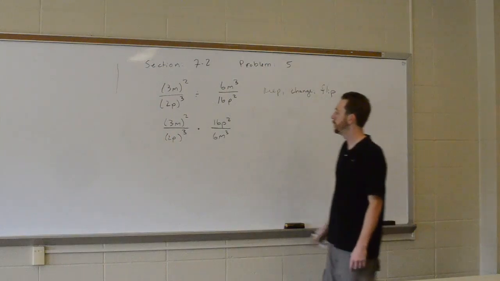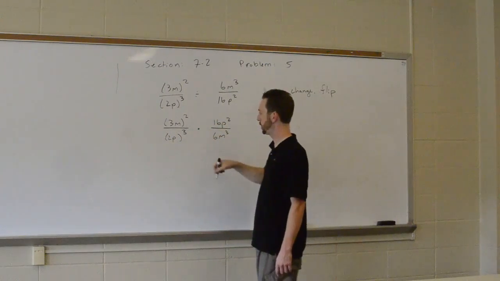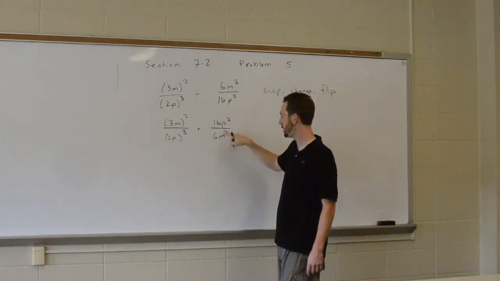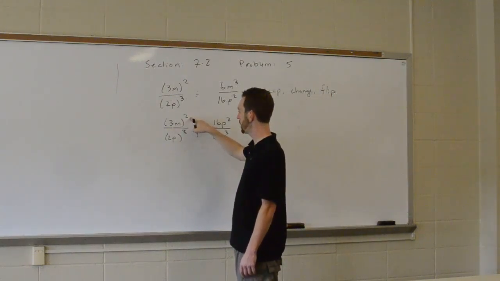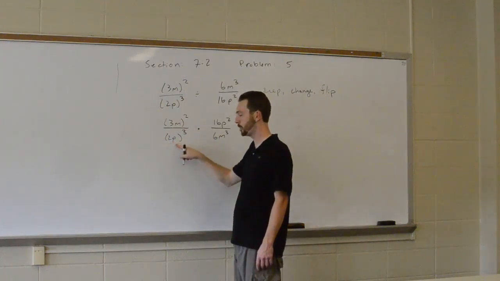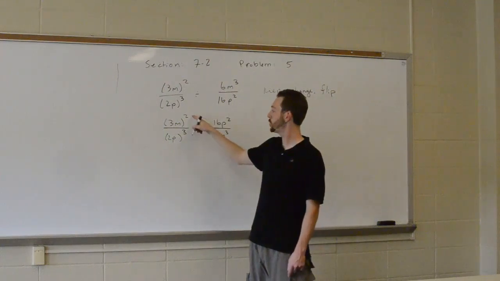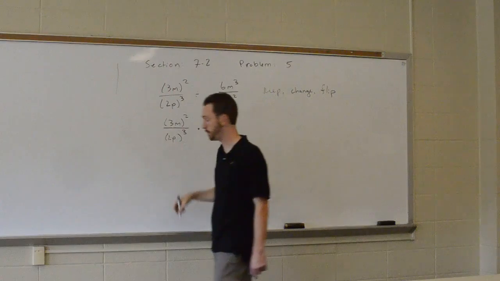Now, before we can start multiplying this through, we need to understand what these two exponents mean. Here, this 2 only applies to the p and this 3 only applies to the m. But in this case, this 2 applies to both the 3 and the m, and this 3 applies to both the 2 and the p. You know that because of the parentheses. So what we need to do is simplify both of these expressions.